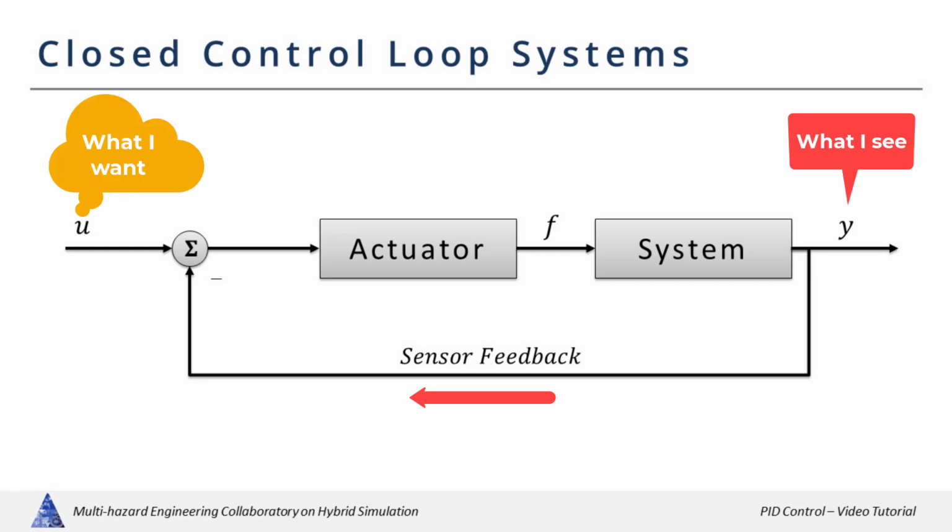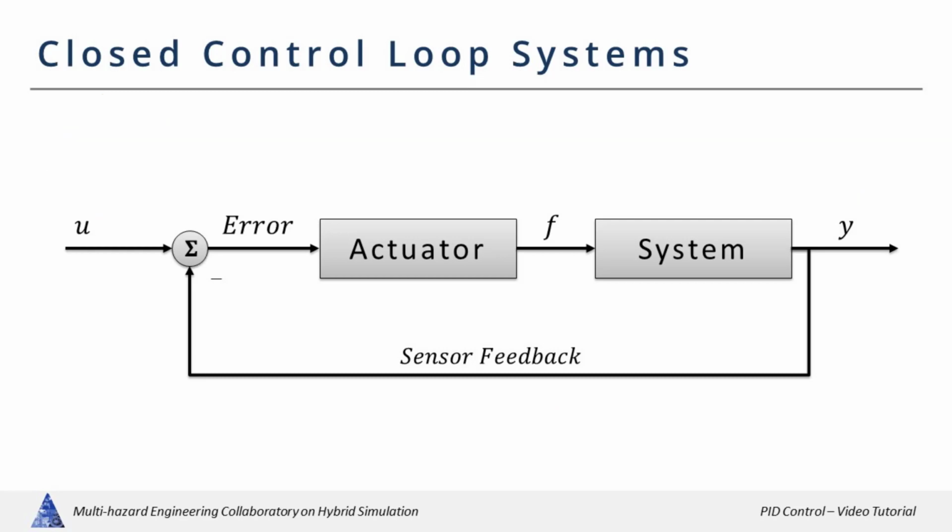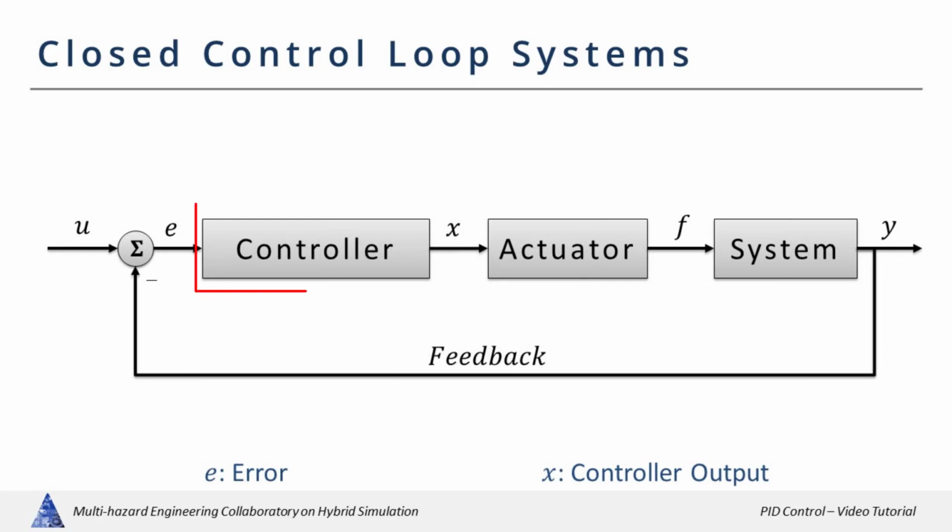Now, our input is what we want to see, and our output is what we're actually seeing. The difference between our input and feedback, or measured response, is called an error. To compensate for this difference, we need to use a control system algorithm, such as a controller, that determines the needed output enforced by the actuator to decrease this error.